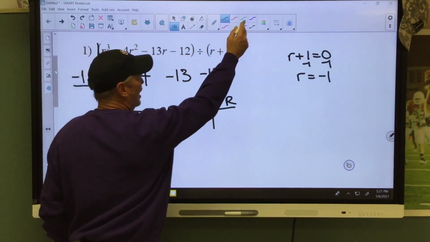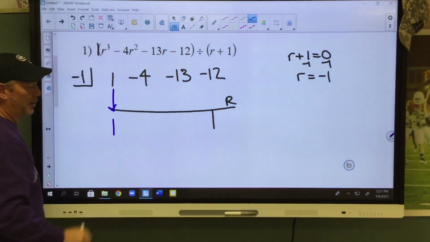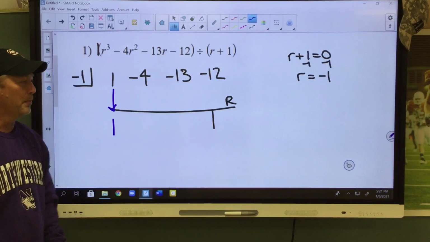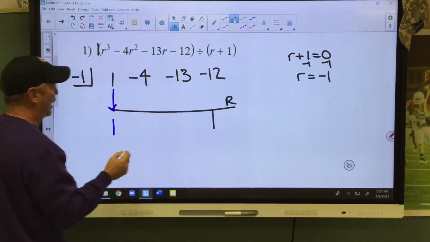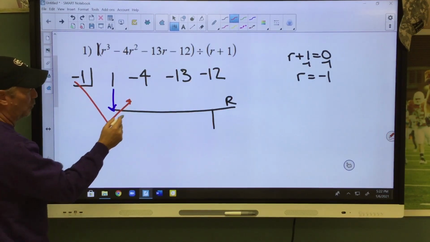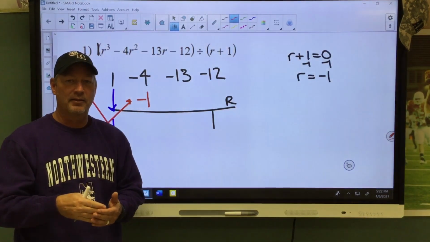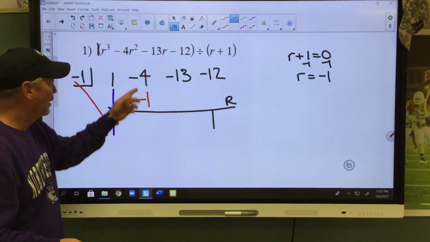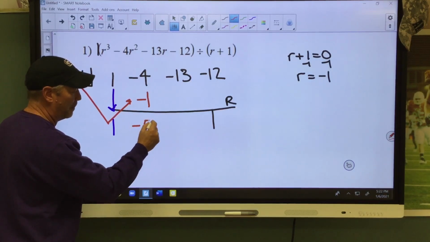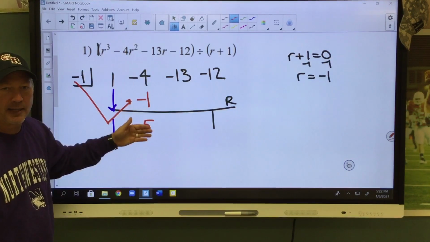The next step is I will ask you to bring down this first number. We're going to bring down that 1. And now we're going to multiply and then combine like terms. I will ask you to multiply and say -1 times 1. -1 times 1 is a -1. And then I'm going to ask you to add or subtract to combine like terms. This will give me a -4 and a -1 is a -5. So we multiplied and then added or subtracted.